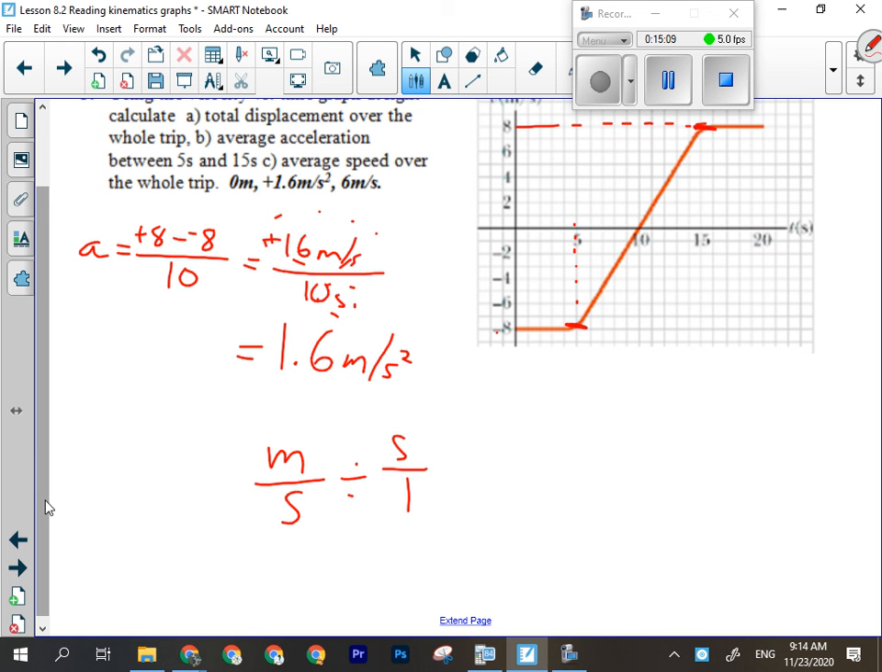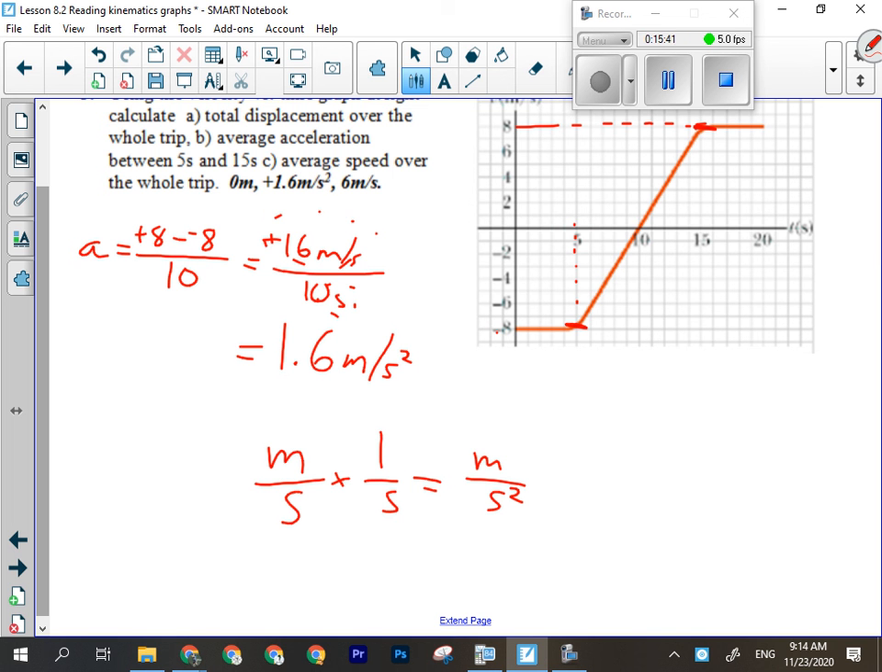When we divide fractions, we reciprocate or flip and then multiply. Okay, so when you're dividing fractions, you reciprocate, that is, you flip the second one and then multiply. What's meters times 1? Meters. What's seconds times seconds? Seconds squared. So instead of saying meters per second per second, we just say meters per second squared.